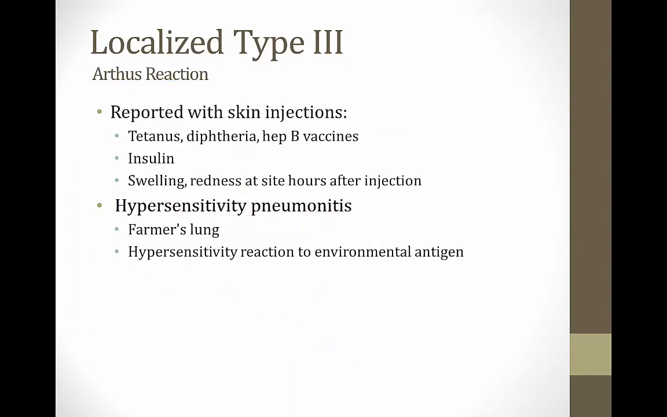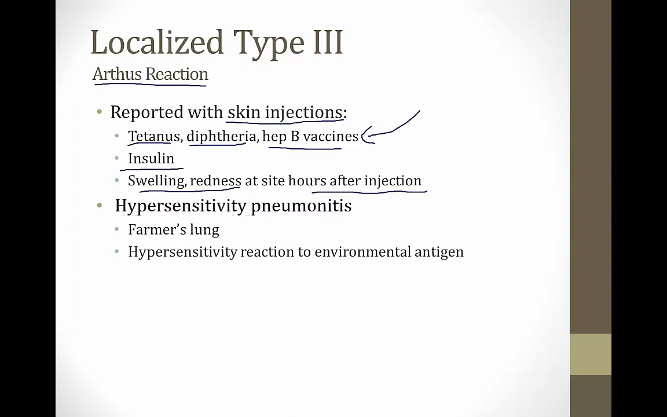So what are some clinical examples of the Arthus reaction subtype of type 3 hypersensitivity reactions? Well, it has been reported with certain skin injections very similar to Dr. Arthus's initial description. If you administer a tetanus booster to a patient or a diphtheria booster or a Hep B booster, you are administering antigens into the skin of somebody who has been previously exposed. They may have circulating antibodies that can deposit and bind to the antigen at the site of skin injection, and this will cause swelling and redness at the site a few hours after injection. This has also been reported with people who have diabetes and have to repeatedly administer insulin under the skin.